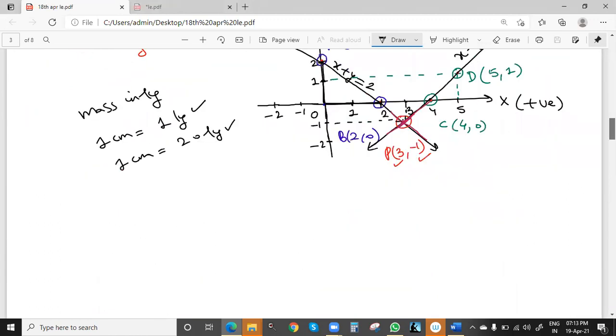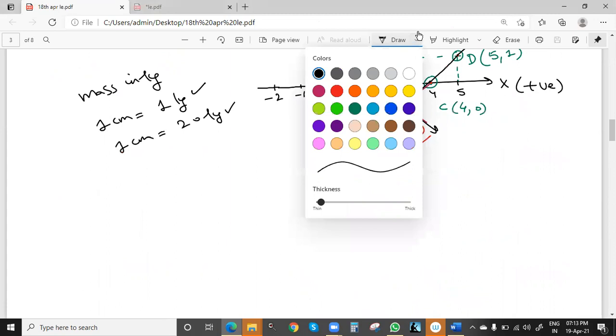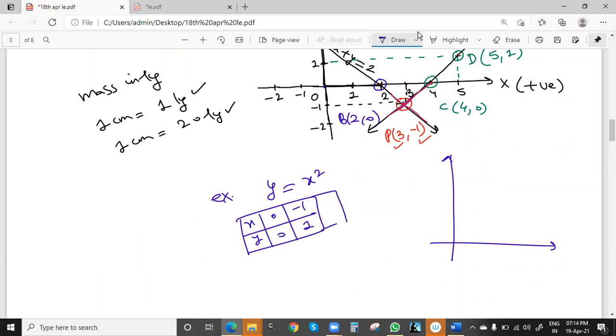In case of degree 2, or we can say quadratic polynomial, let me show one example. Suppose we have y equal to x square. Let's take some values. Take more values, it will be better. Suppose x is 0, then y is 0. x minus 1, then minus 1 square is 1. Minus 2, 4, and 2 also 4. And one more value we can take, x value 1, y is 1.